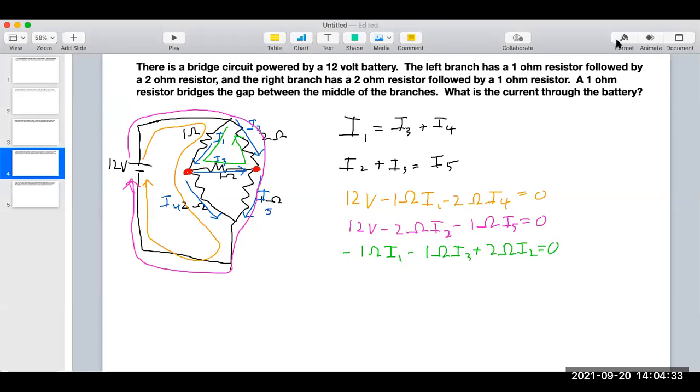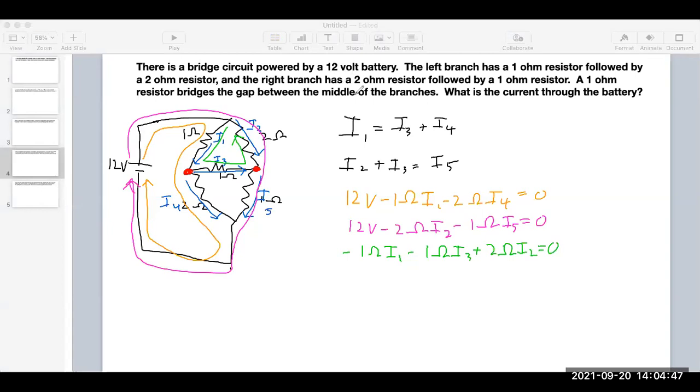Let's just show how some of this can be done. And yeah, it's no small amount of algebra. So my approach was first finding a way to eliminate I4 and I5. So I4 is I1 minus I3. And I5 is I2 plus I3.